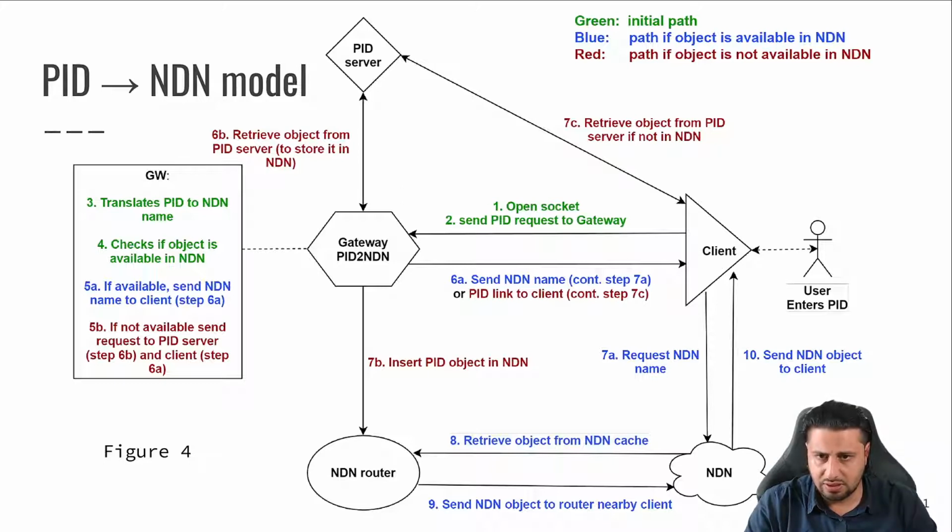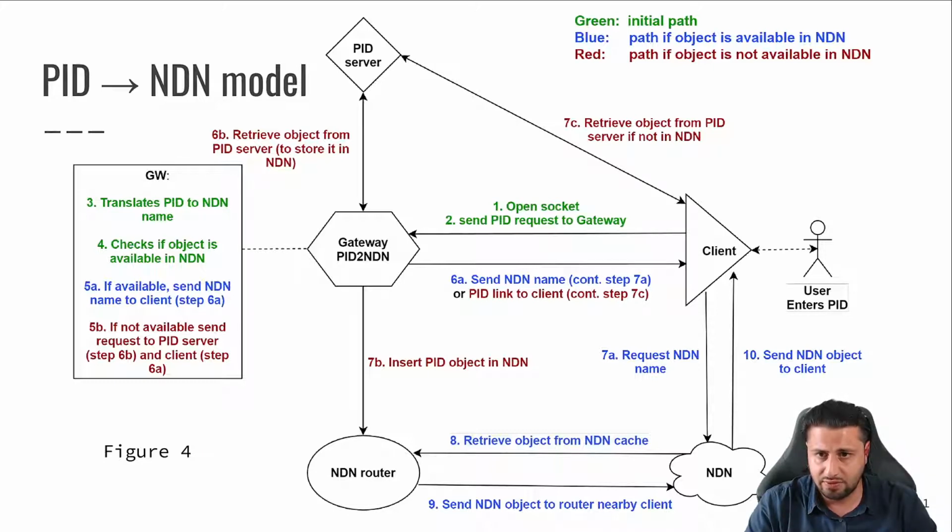So the name is sent to the client, and then in step 7a, the NDN request will be sent to the NDN network, and the object will be retrieved from the NDN cache. In step 9, the NDN object is sent to a router nearby the client, and in step 10, the NDN object is sent back to the client from the router that is nearby the client.